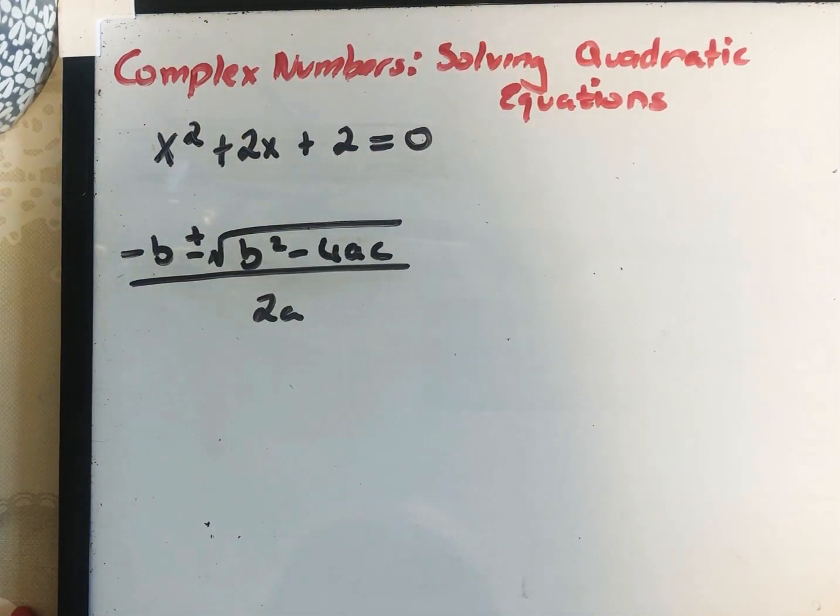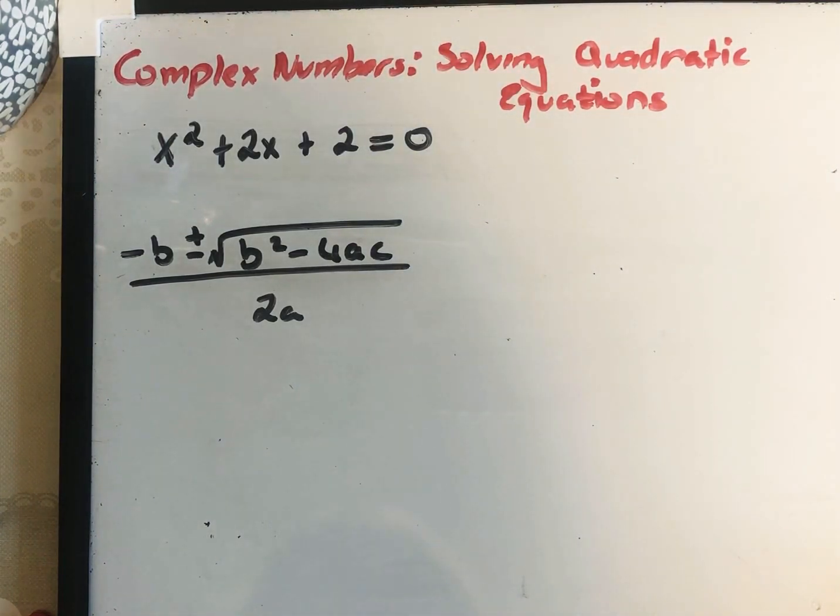In this question we're going to be looking at complex numbers, but solving quadratic equations within complex numbers. So let's begin by looking at our question, where we have a quadratic, x squared plus 2x plus 2. Automatically we're going to put this quadratic into our minus b formula.